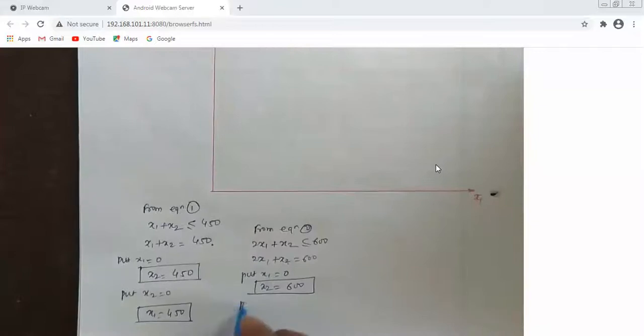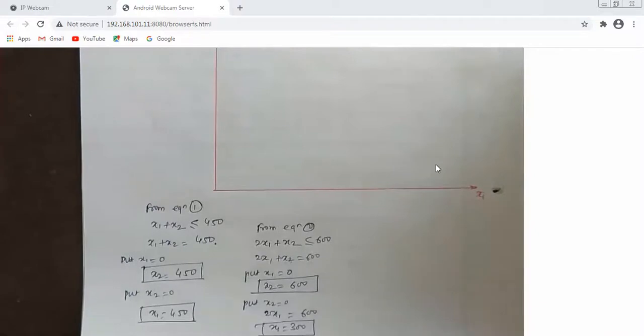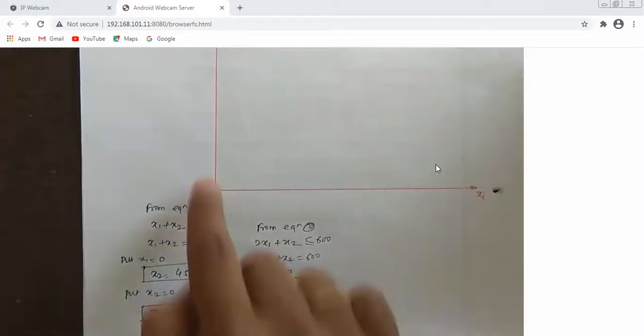Now I will put x2 equal to 0, then we'll get 2x1 equal to 600. From that, x1 will be equal to 300. So these are the points. So we have to simply draw these points on this given graph.